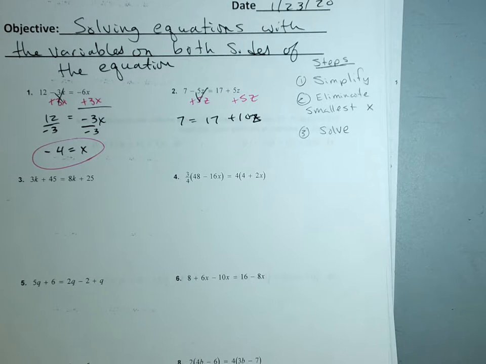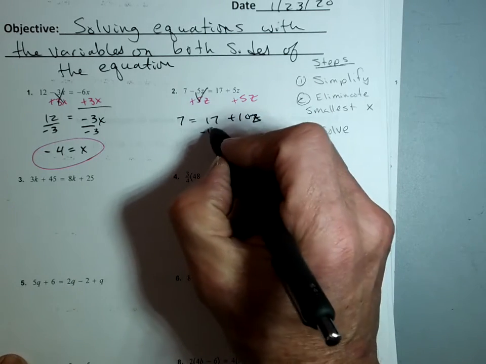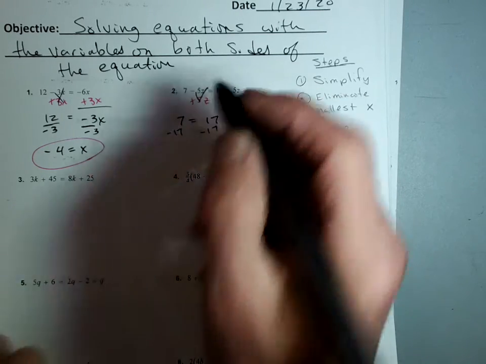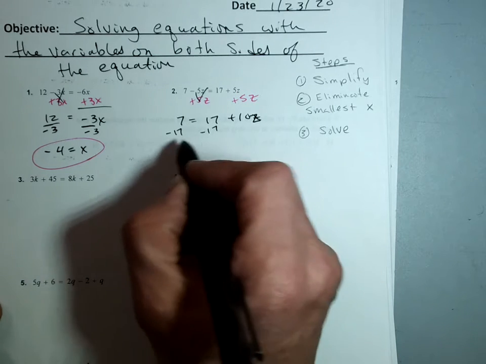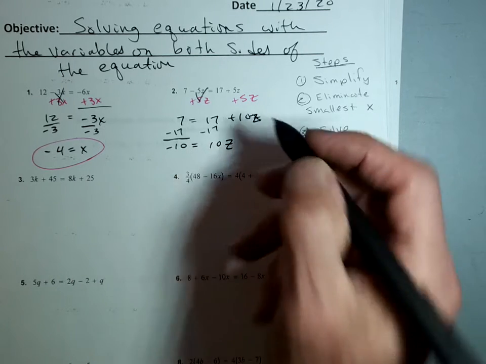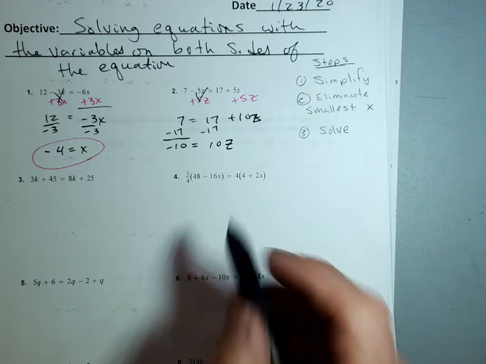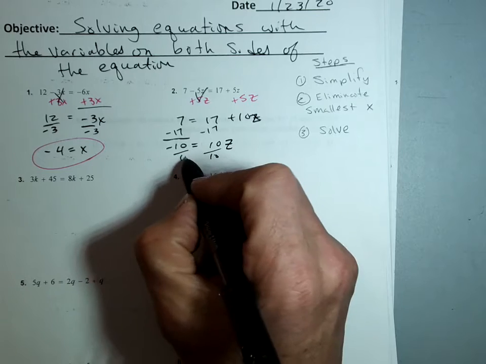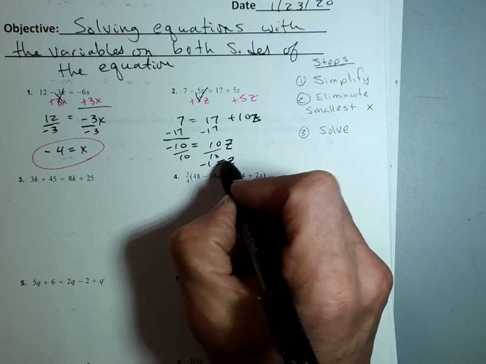And then I'm going to solve like I did yesterday. So I go minus 17, minus 17, because I want to get rid of the numbers to solve for z. I'm going to get negative 10 equals 10z. 10z means 10 times z, so I'll do the opposite. I'll divide by 10, and I get negative 1 is equal to z.